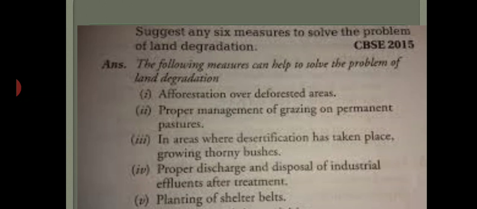There should be proper discharge and disposal of industrial effluents after treatment, not just leaving them in the open and letting other parts of the land also be degraded. And finally, planting of shelter belts so that the velocity of water as well as wind can be checked.